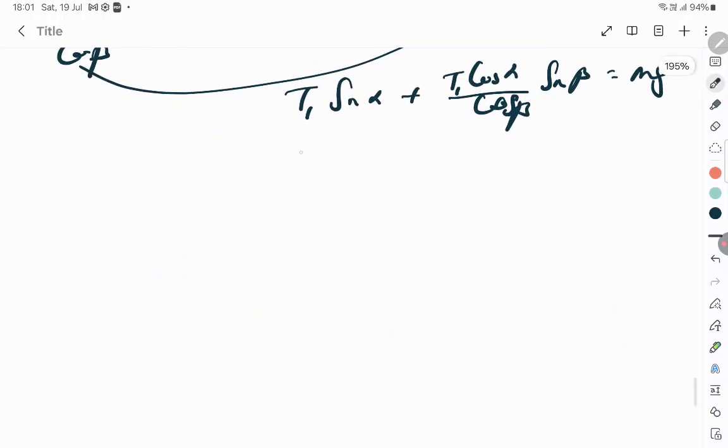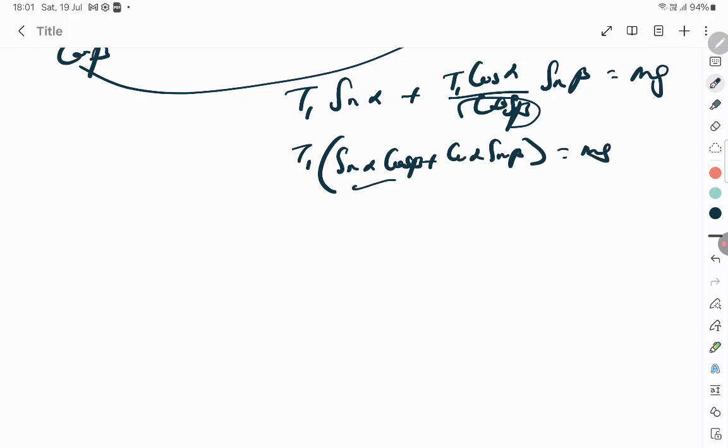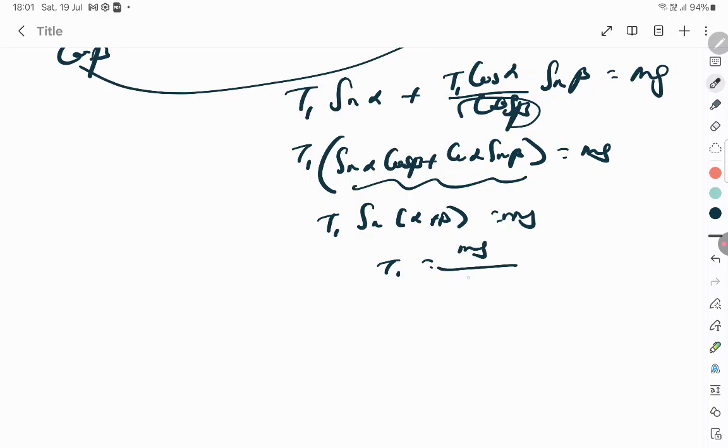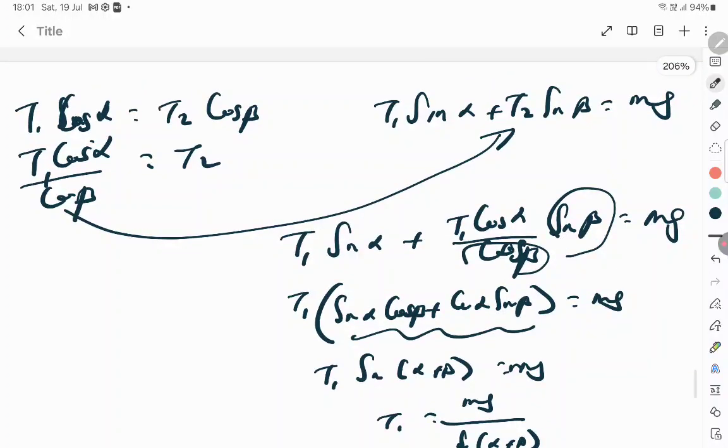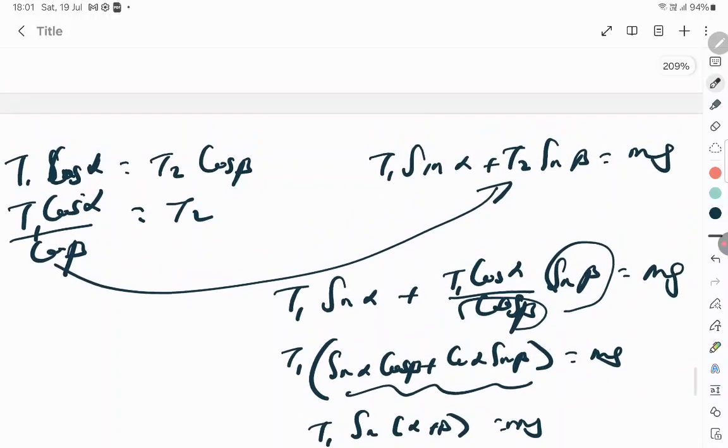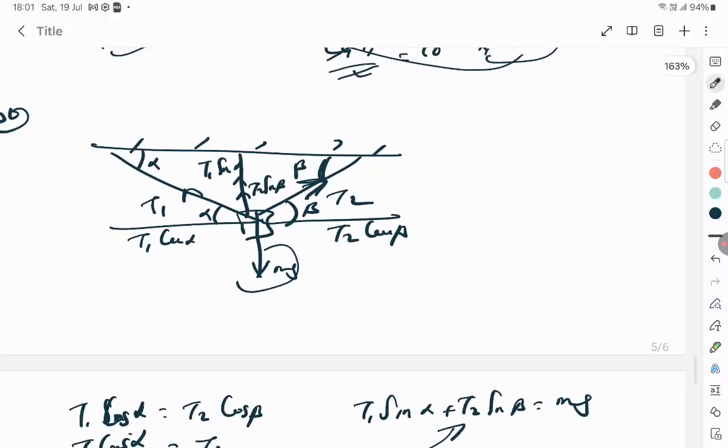So you can find T1 from here by taking it out common, and we take LCM: sin alpha cos beta plus cos alpha sin beta is equal to mg. From mathematics you would know that this is sin of alpha plus beta, which is equal to mg. So T1 is equal to mg by sin of alpha plus beta. This is what I am getting. Let's see what is the mistake.